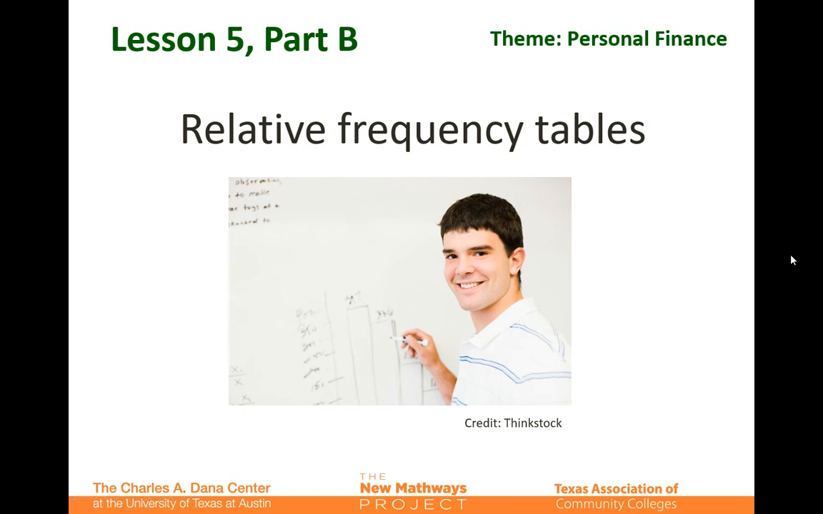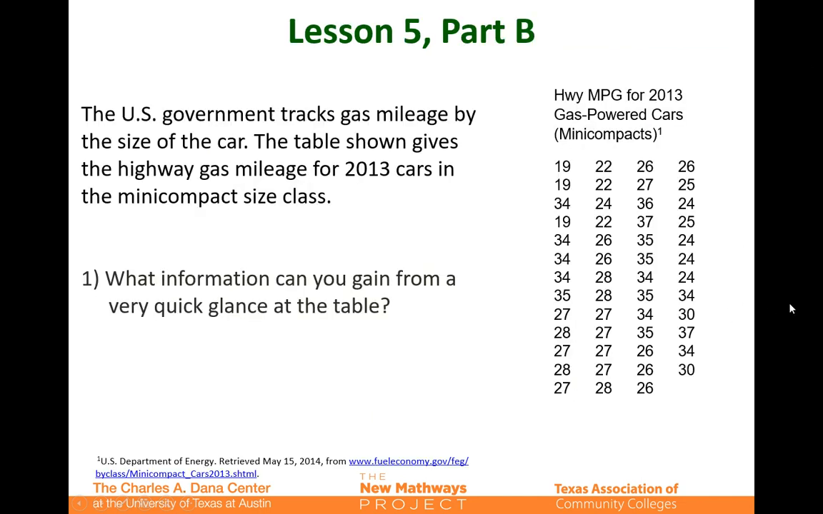All right, so that's stem and leaf plots. We're going to move on to frequency tables and relative frequency. Same data we had, or similar data. The U.S. government tracks gas mileage by the size of the car. The table shown gives the highway gas mileage for 2013 cars in the mini compact size class. What information can you gain from a very quick glance at the table?